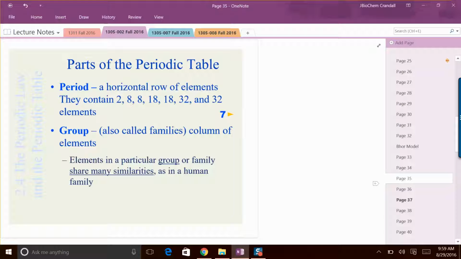These guys are a family. They're called the halogens. How many valence electrons do they have? They need 1 more, which means they have how many? 7. How many do these guys have? 6. 5. 4. 3. How many? 3. 2. How many? 2. 1. Okay? That's the valence electrons of the periodic table.